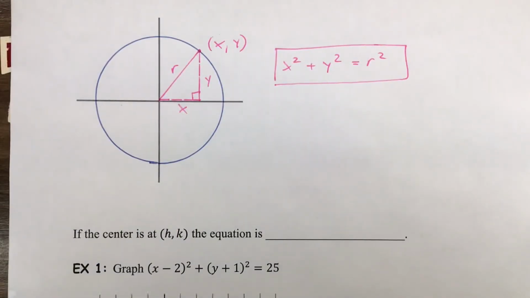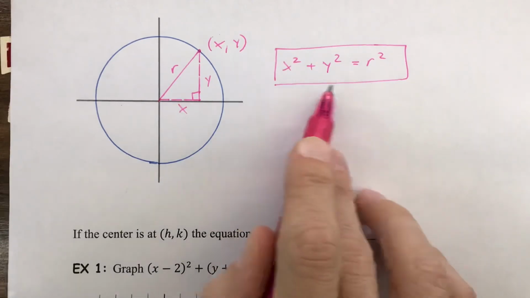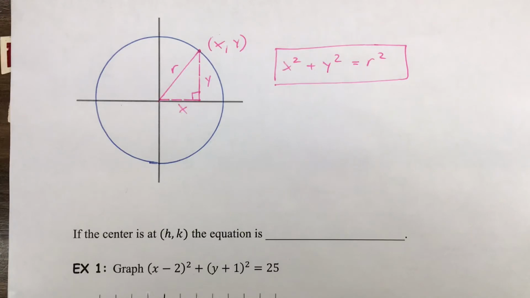So if you want to center the circle at a different location, all you really need to do is tweak this equation a little bit. Suppose that we want the center to be at a location called (h, k). The equation would look like this.